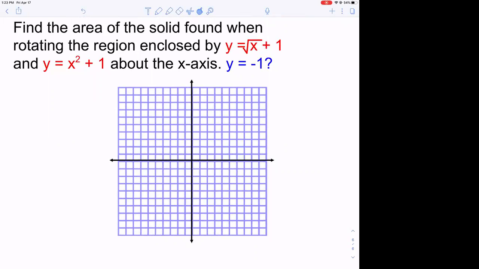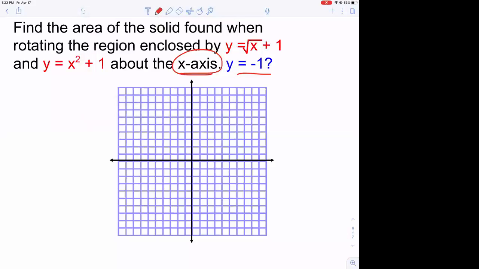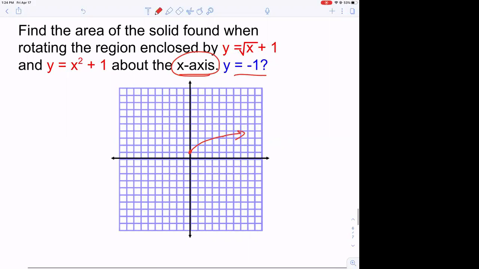So here's one more revolving one for you. Find the solid when rotating the region enclosed by these about the x-axis. That's nice. And then it says afterwards you could try about y equals -1. So let's graph these things first. Y equals √x plus 1 should be this guy, I believe, right? And then y equals x² plus 1 would be this, and it would go like this. I think they're talking about this little guy right here.